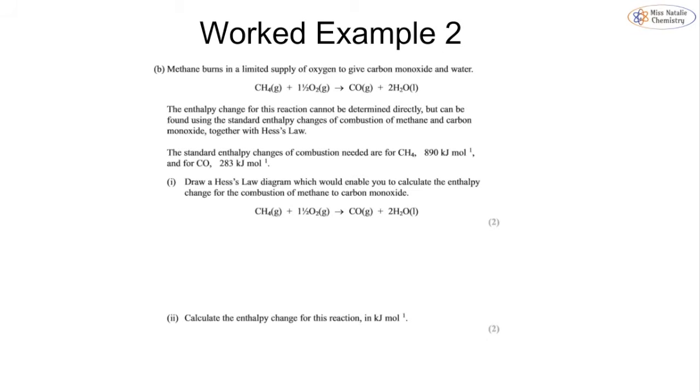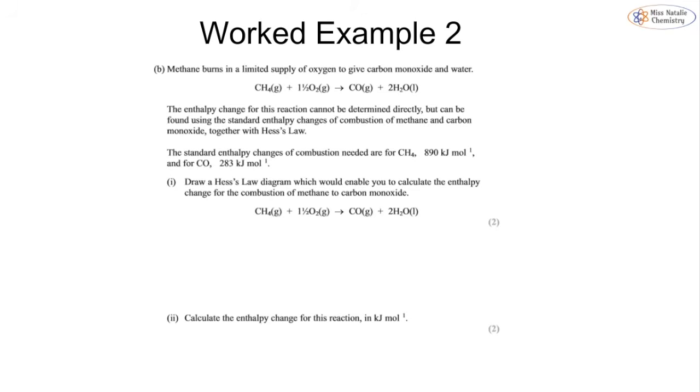So for worked example 2, we're looking at methane burning in a limited supply of oxygen to give us carbon monoxide and water. We cannot measure this directly, so we're going to have to use our enthalpy changes of combustion for methane and for carbon monoxide in order to work this out.